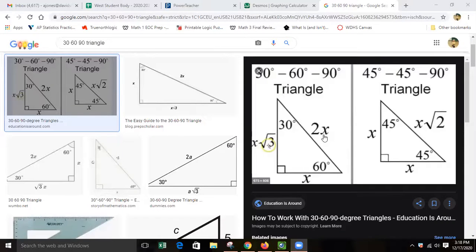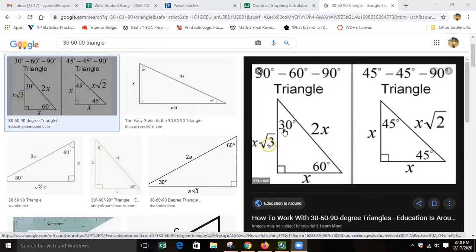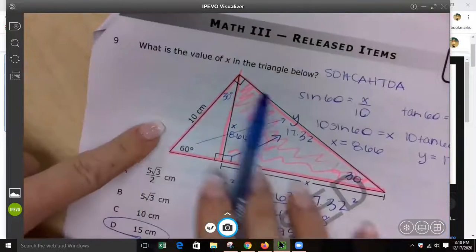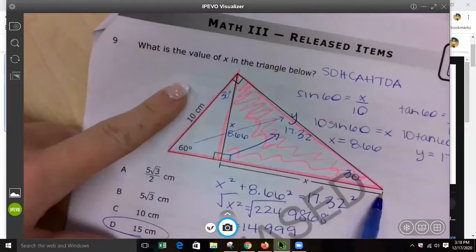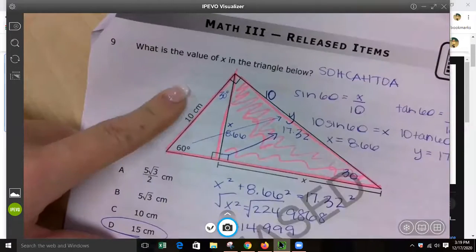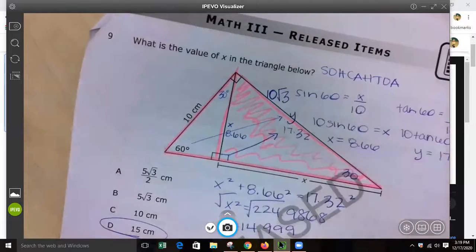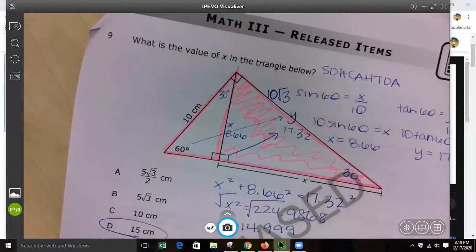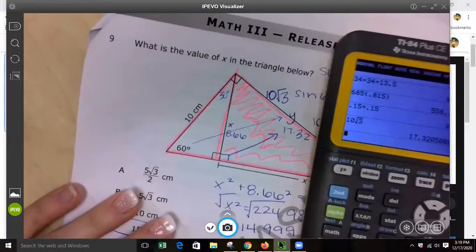Okay, so on my screen, these were your 30, 60, 90 rules, and these are your 45, 45, 90. So what it says is that the angle across from the 30 is X, the hypotenuse is 2X, and the longer leg is X square root of 3, okay? So if we go back to the other one, this is your 30, 60, 90, this is your short leg, and I'm talking about the biggest one, the longer leg is gonna be your short leg times square root of 3, okay? So if I put that in my calculator, you can see that I get 17.32.